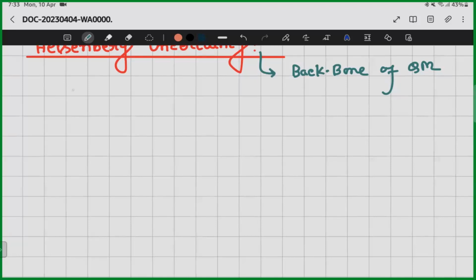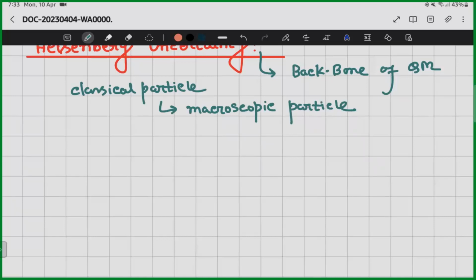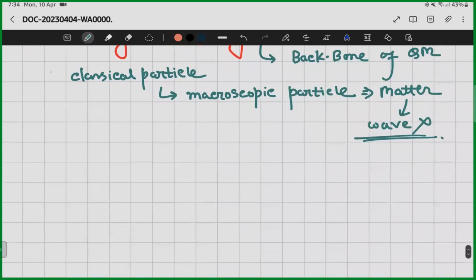Okay, classical particles are those particles which we can see around us. Everything is a classical particle. These are actually macroscopic particles. That means these are actually matter. The matter part is very much dominating and the wave nature is very small. We don't even consider those as waves. These are called classical particles. Everything around us that we can see is a classical particle.